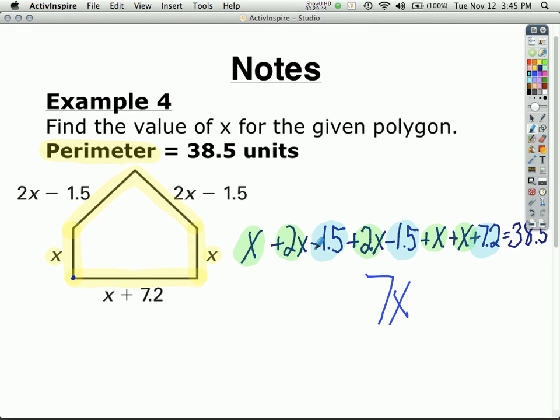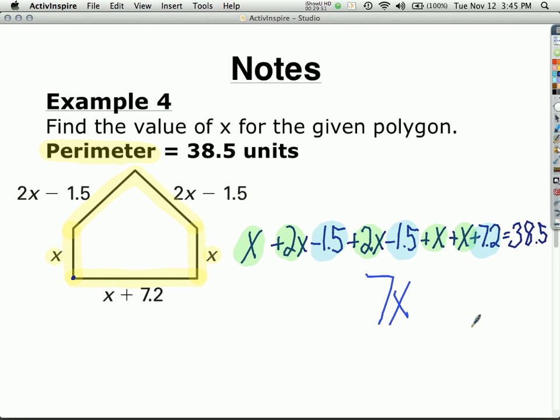And so negative 1.5 and negative 1.5, that's easy. And then add on to 7.2. What do I end up with when I add those all together? David? 4.2. So we got 7x plus 4.2 equals 38.5. So this big mess in one step turned into something that should look very familiar to you.